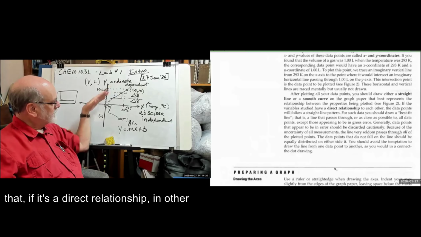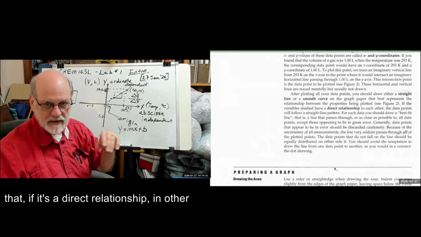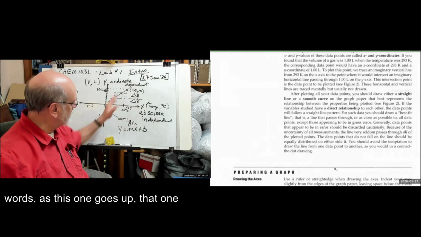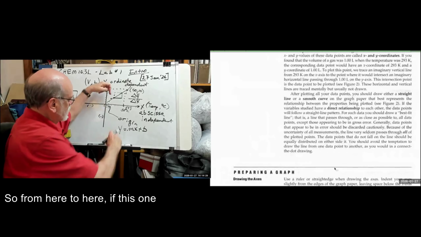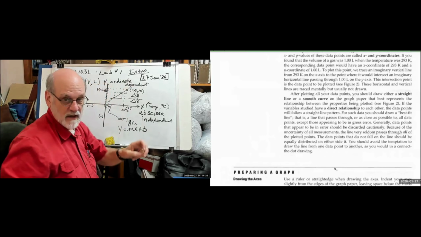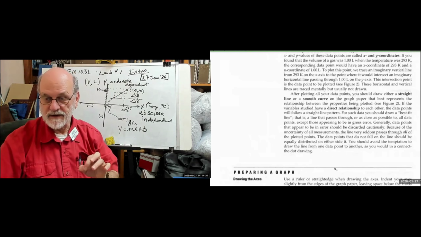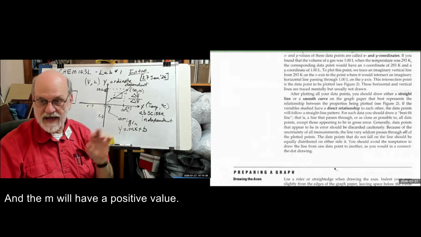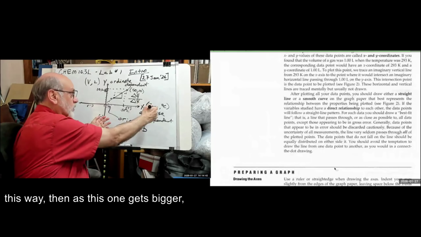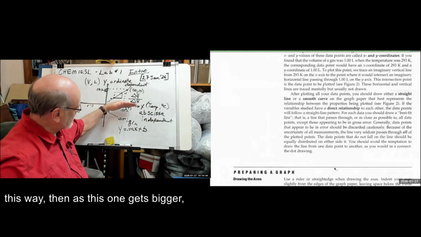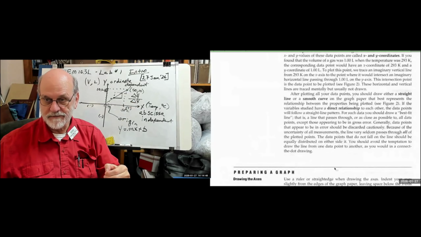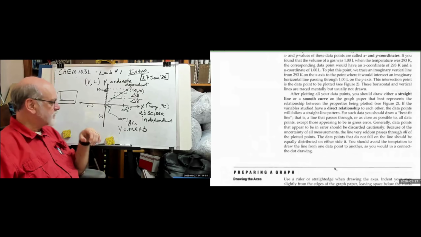Now the slope, if it's this way, like that, if it's a direct relationship, in other words, as this one goes up, that one goes up. So from here to here, if this one goes up, that one's going up. That's a positive slope. And the m will have a positive value. If it's the other way, if it goes this way, then as this one gets bigger, that one gets smaller. That's a negative slope. Okay?